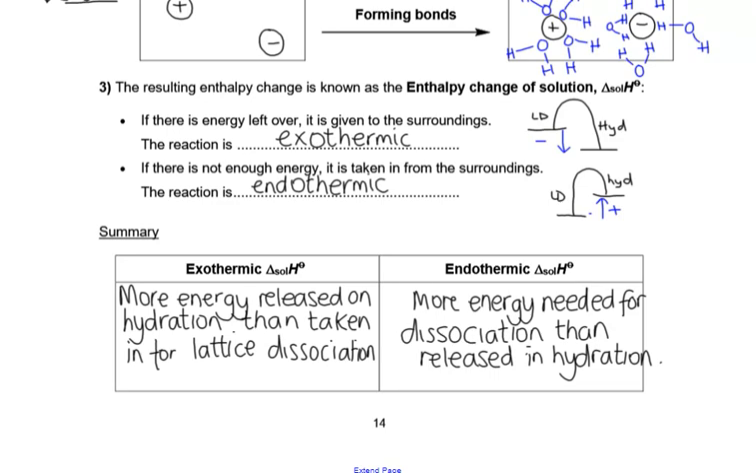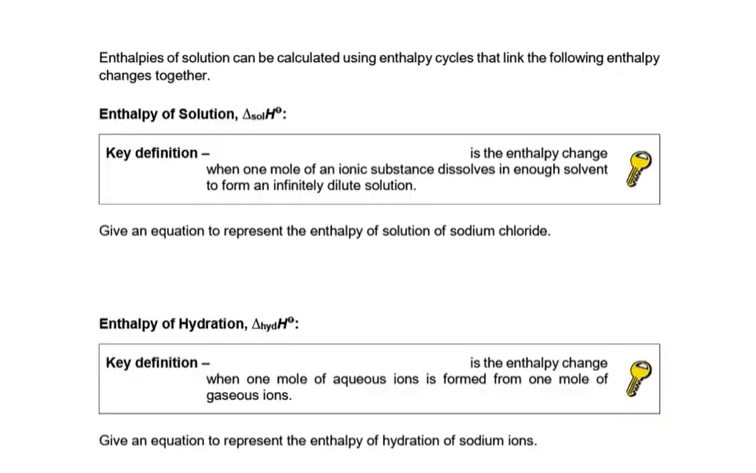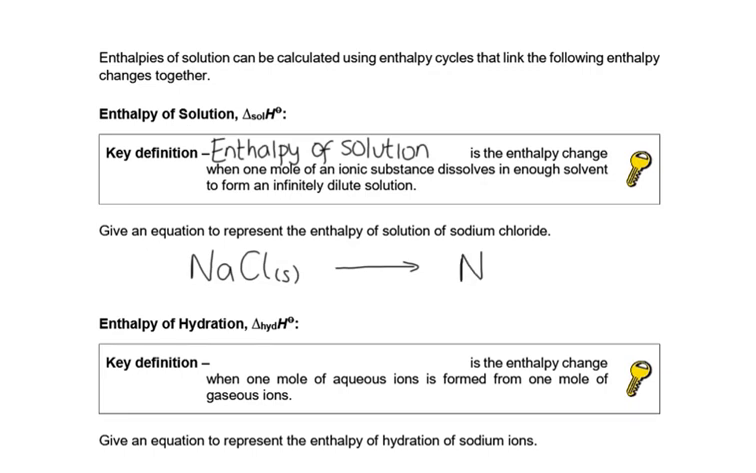So let's just have a look at the definitions for these terms. An enthalpy of solution is defined as the enthalpy change when 1 mole of an ionic substance dissolves to form an infinitely dilute solution. It dissolves and it's not going to be coming out of solution. So you may just see it written like this: NaCl solid, 1 mole of it, makes Na+ (aq) and Cl- (aq) because the ions are free.